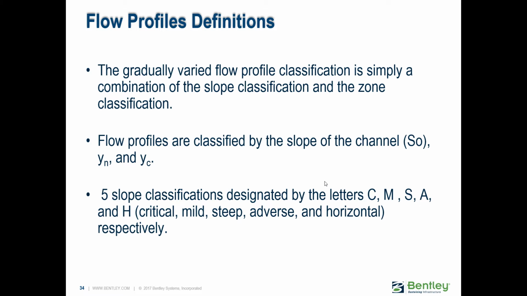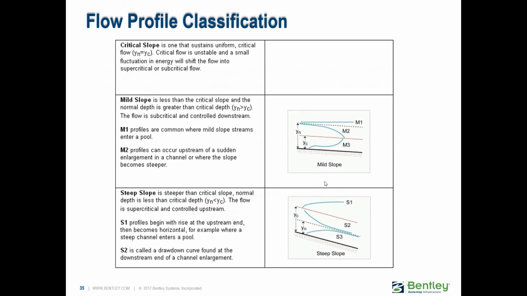We're not going to go into a whole lot of depth in here, but when we're doing gravity systems like this, we are always looking at profiles, right? We want to make sure that everything is looking smooth, there's no surcharging, but we're also looking at what kind of profile this is. Is the slope critical, mild, steep, adverse, or horizontal? The software does this calculation for you, and in fact, at any pipe you can click and it tells you what kind of flow profile it is.